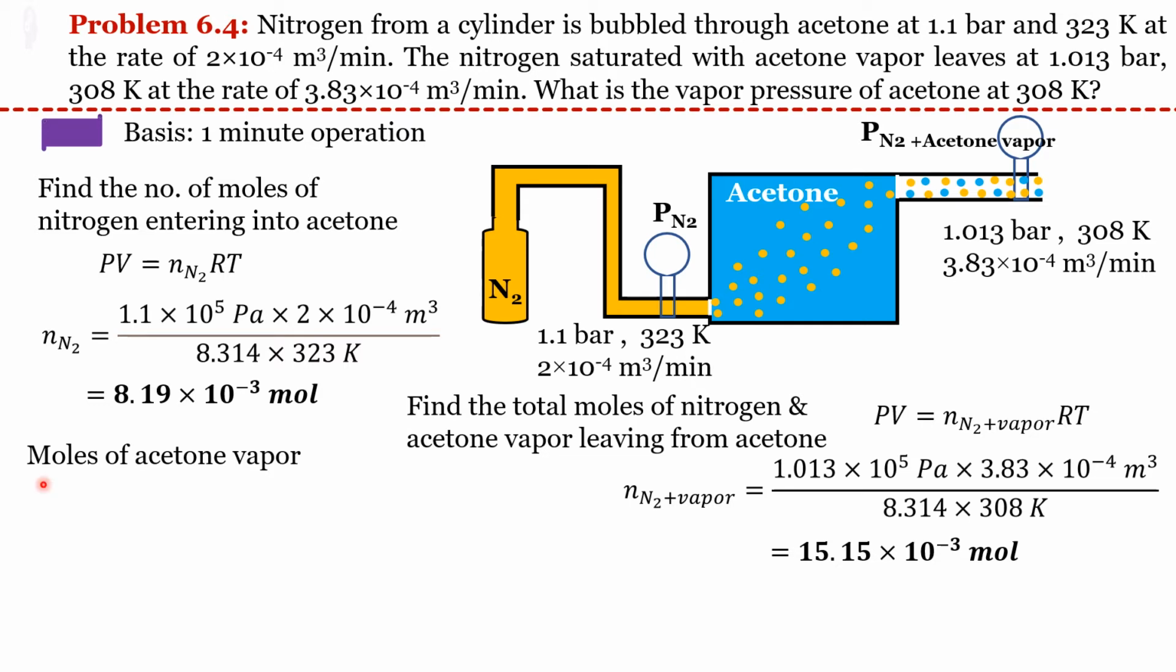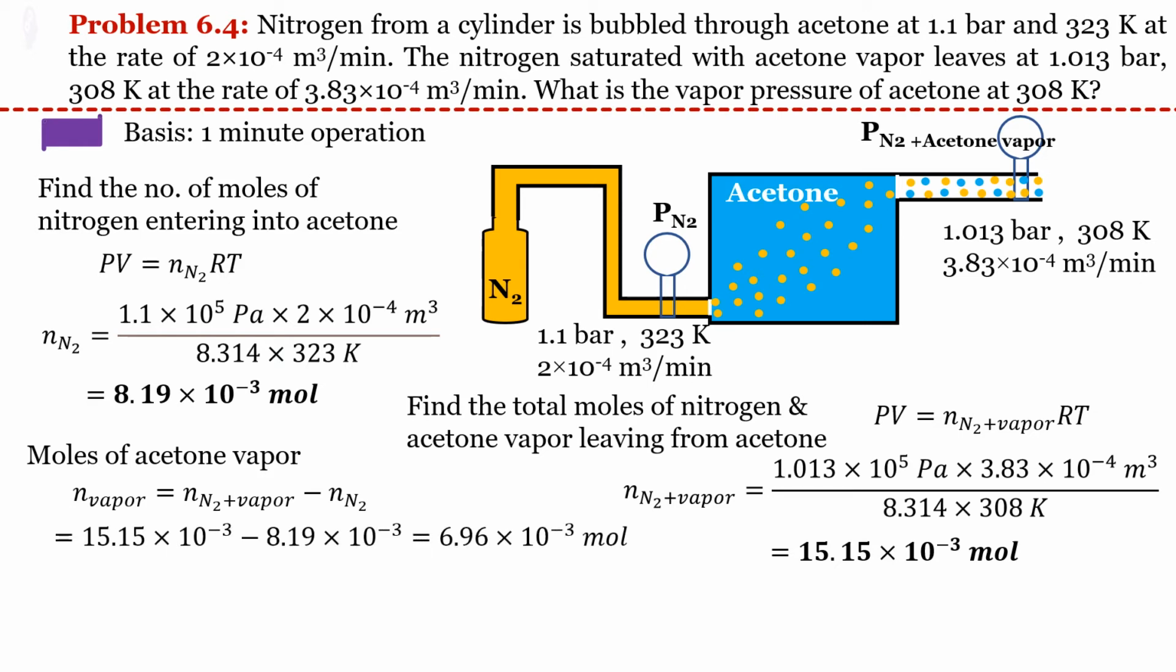Now we can estimate the moles of acetone vapor. This is the total moles of nitrogen plus vapor, from which we can subtract the moles of N2 entering the acetone per minute. So moles of acetone vapor equal the total moles at exit minus the moles of N2 entering the acetone. These are the moles of acetone vapor.